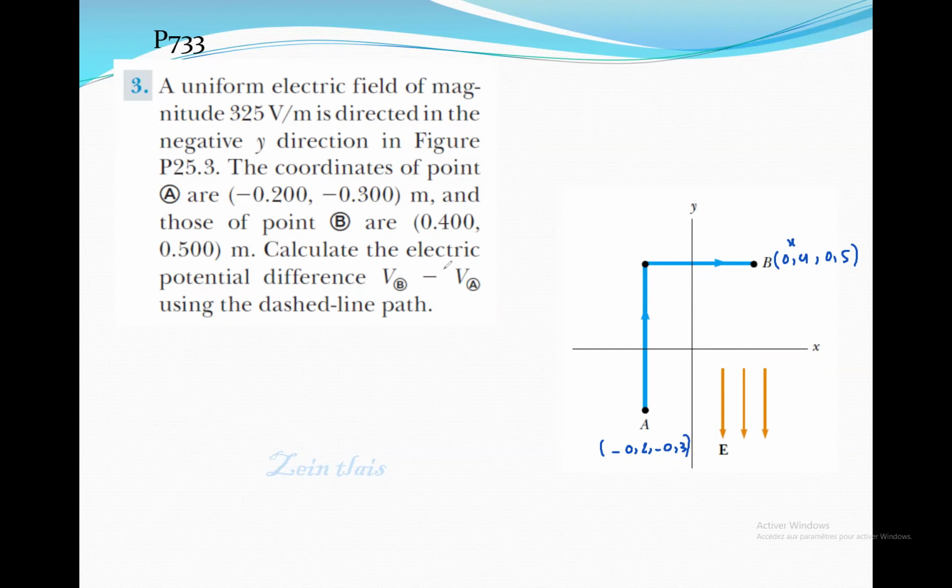Okay, I want to calculate the electric potential difference VB minus VA using the blue path. Here you can go from A to B through the point C. Okay, let me explain before the problem.